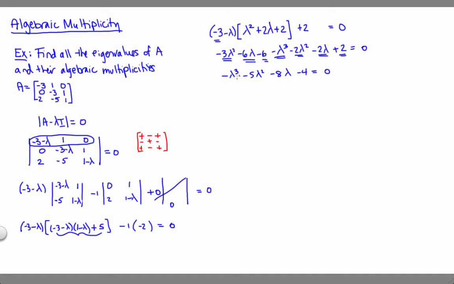So now I think I'll divide through by negative 1. What that's going to do is just create a leading coefficient of 1, which will be slightly easier to work with. So we'll have lambda cubed plus 5 lambda squared plus 8 lambda plus 4, and we'll also be dividing the right side by negative 1. 0 by negative 1 is going to give us 0. So I'm going to put a box around this, and now we can concentrate on finding the roots of this polynomial.